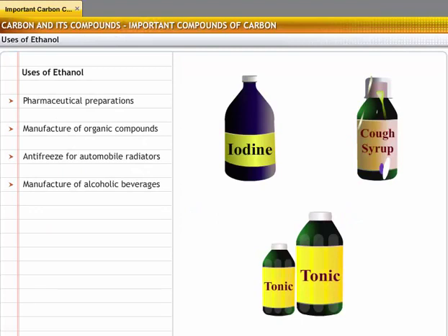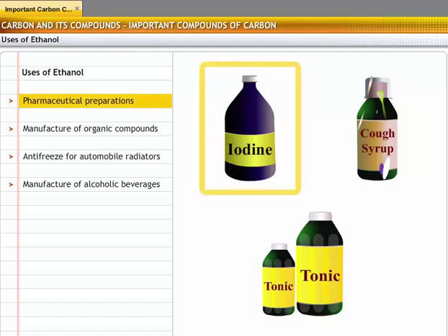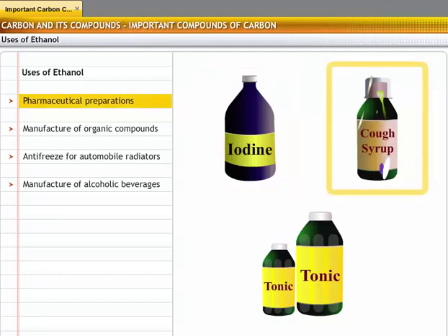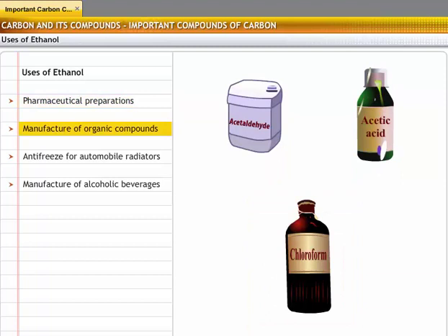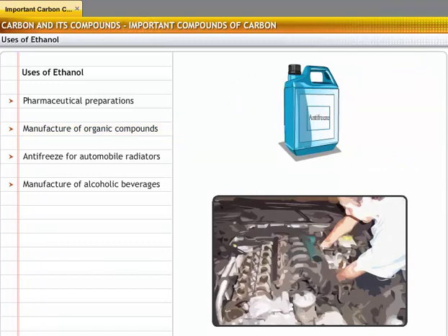The physical and chemical properties of ethanol make it useful in the pharmaceutical, chemical, as well as in the manufacturing industries in a variety of ways. For example, being a good solvent, it is used in pharmaceutical preparations like tincture of iodine, cough syrups, and tonics. It is also used in the manufacture of organic compounds like acetaldehyde, acetic acid, and chloroform. In the automobile industry, ethanol is used as antifreeze in radiators.